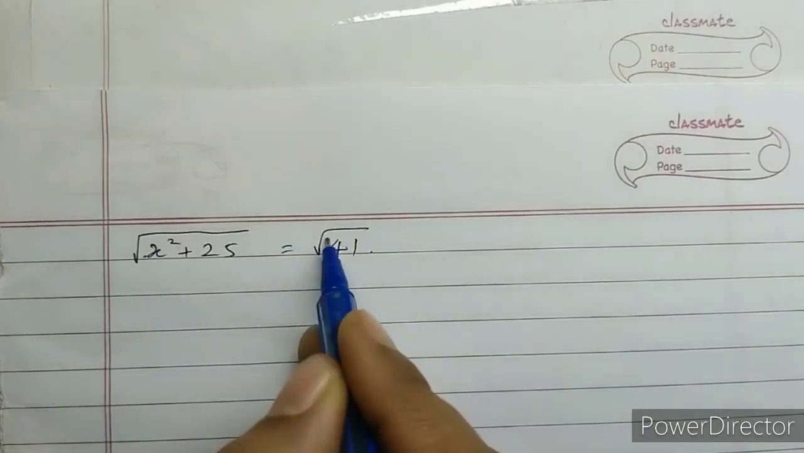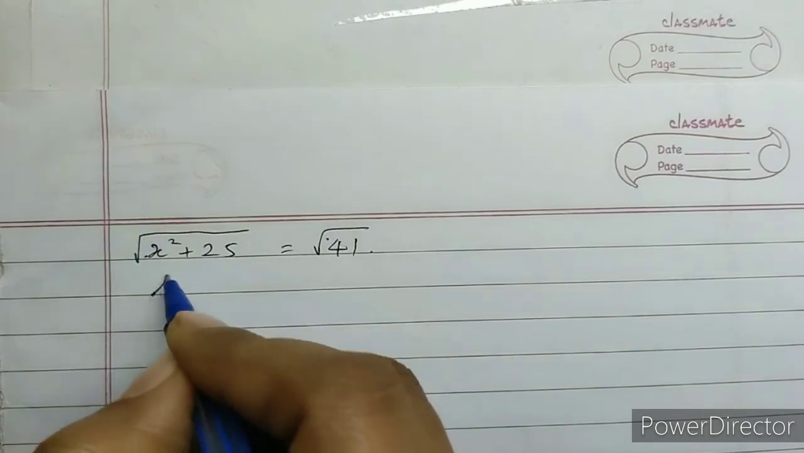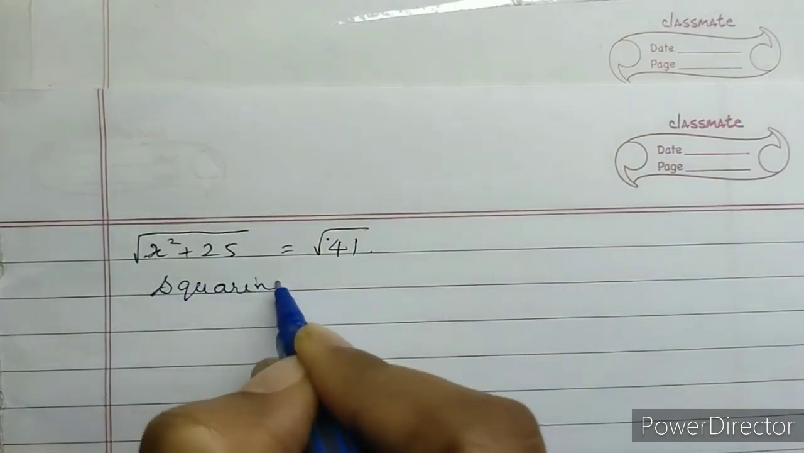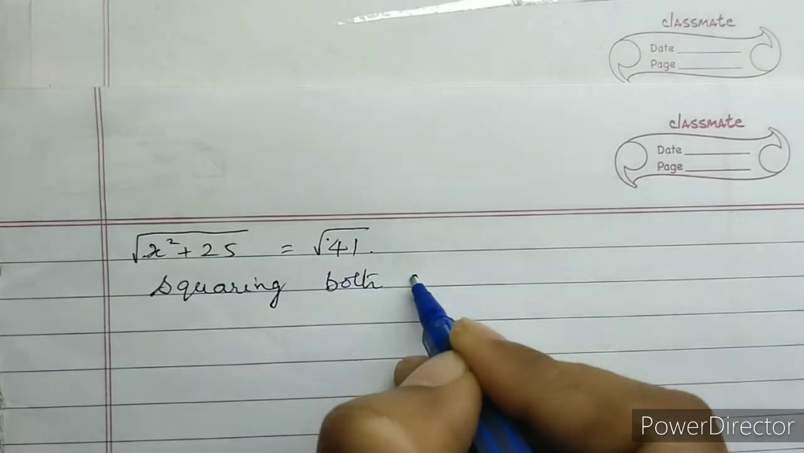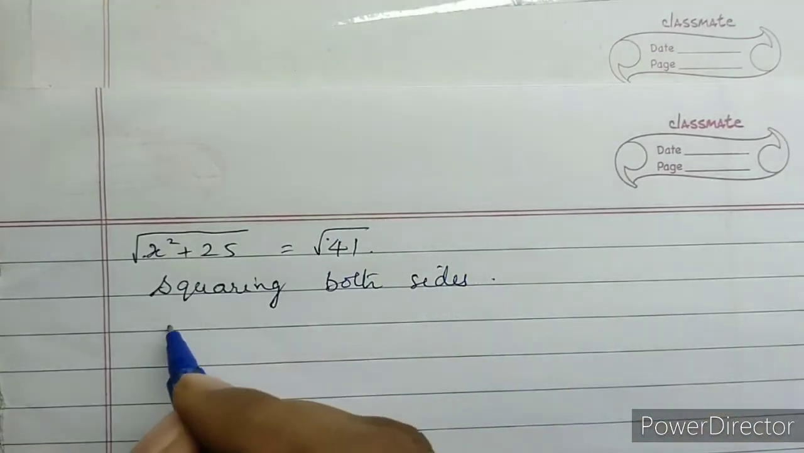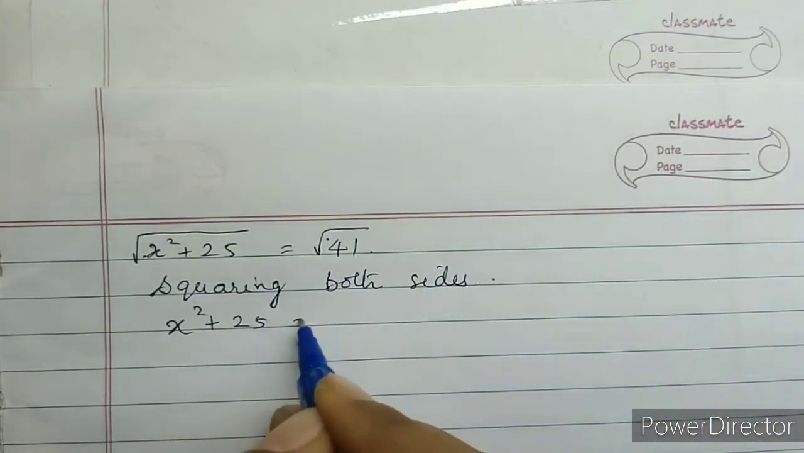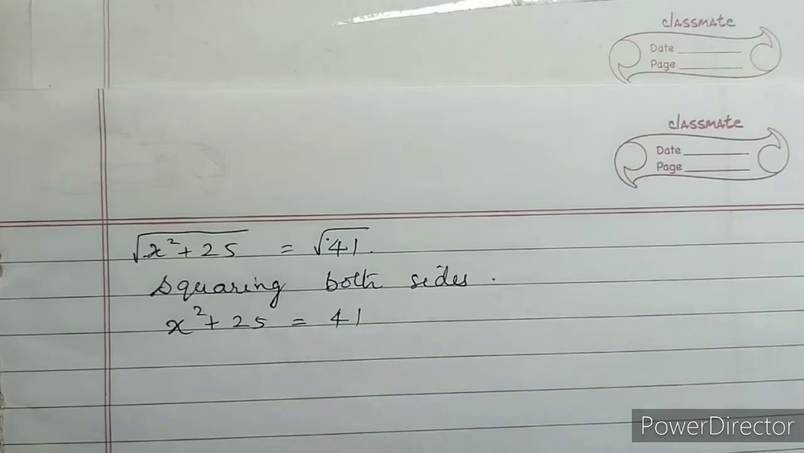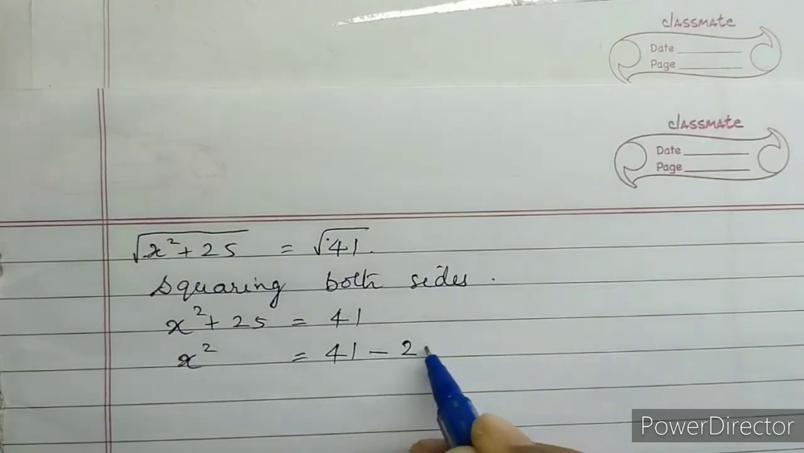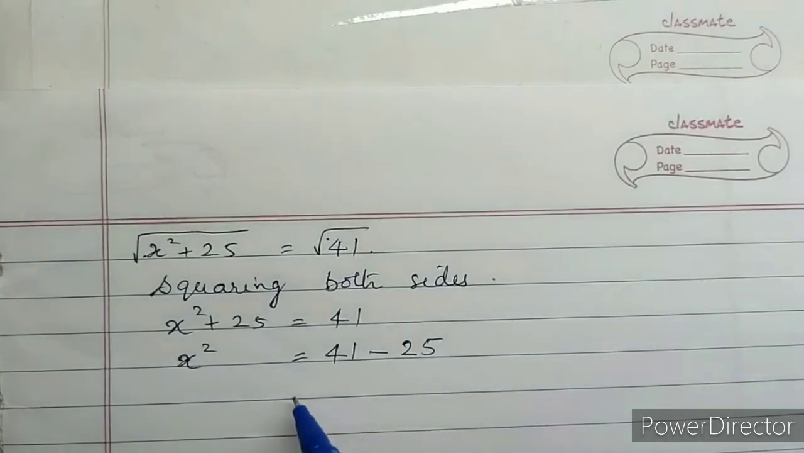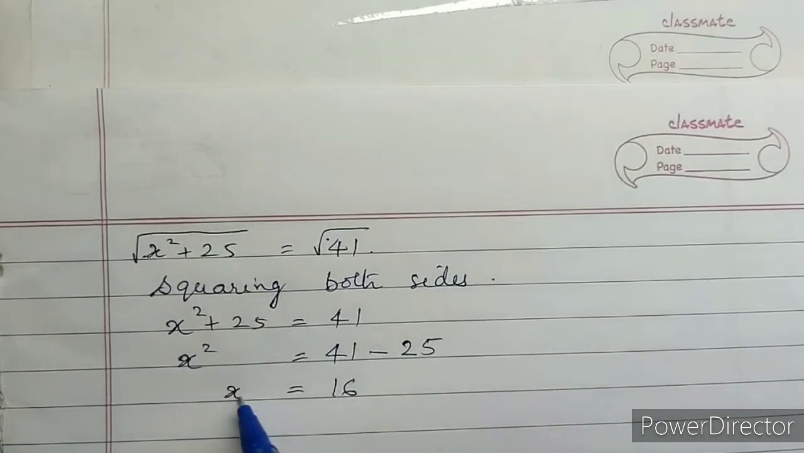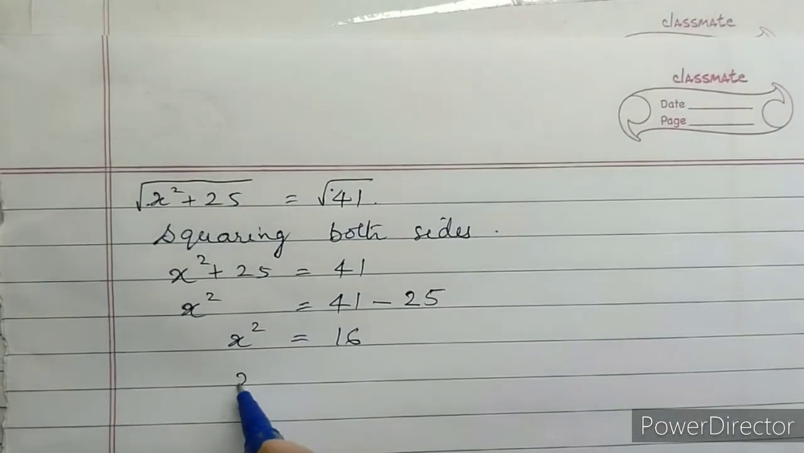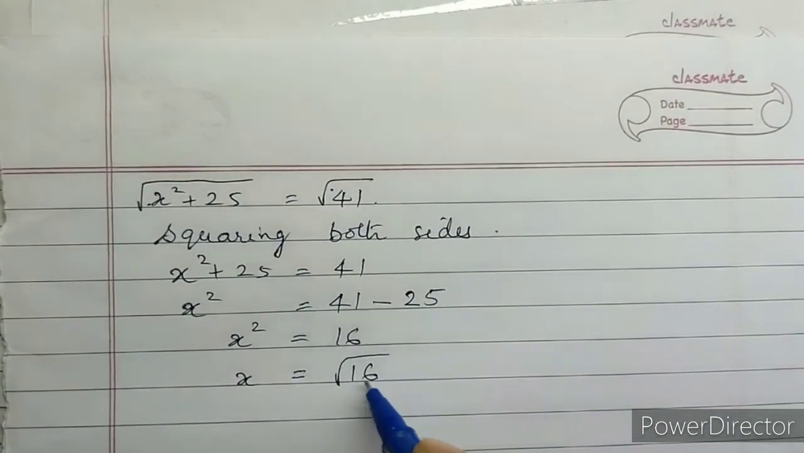Now both square roots are there. To eliminate that, squaring both the sides. So x square plus 25 equals 41. You have eliminated the square root by squaring. Now x square you keep it here, 25 you take it to the other side, it will become minus 25. 41 minus 25 it is 16. So x square is equal to 16, or x is equal to square root of 16.